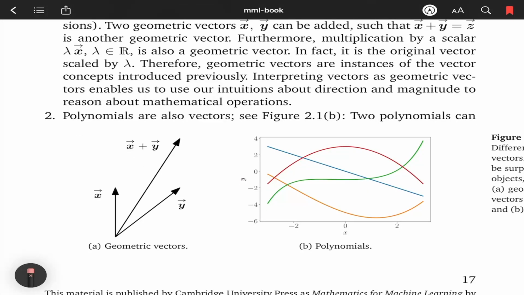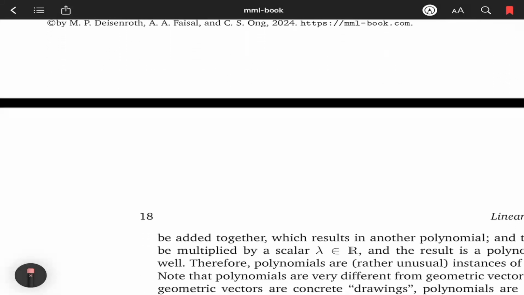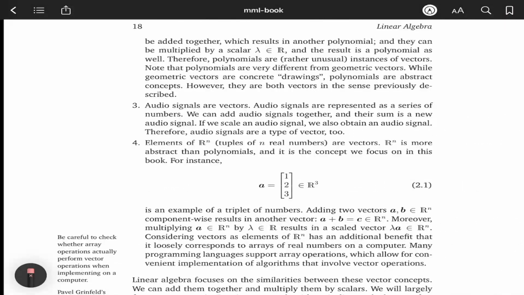So polynomials are also vectors. Okay, number 3. Audio signals are vectors. Audio signals are represented as a series of numbers. We can add audio signals together and their sum is a new audio signal. We can scale an audio signal, and we also obtain an audio signal.